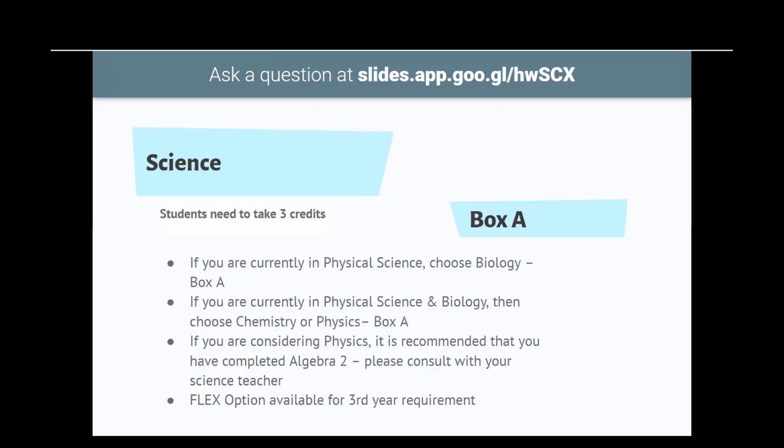My last bullet point down there, you can see flex option for 3rd year. So this again is if you're trying to plan over the next couple of years, how am I going to complete this? If science really isn't your thing, there is a way to substitute that 3rd year of science. And we will talk about that more as we're planning for your junior and senior year. But just be aware, you have to at least take physical science and biology to graduate. Very important.